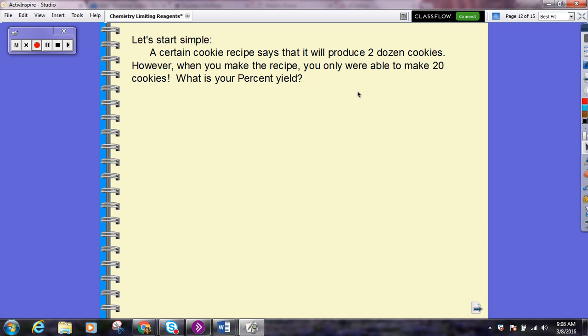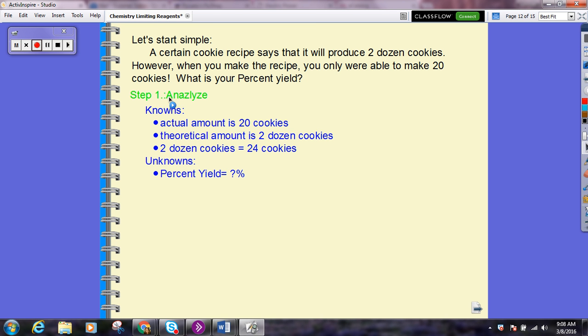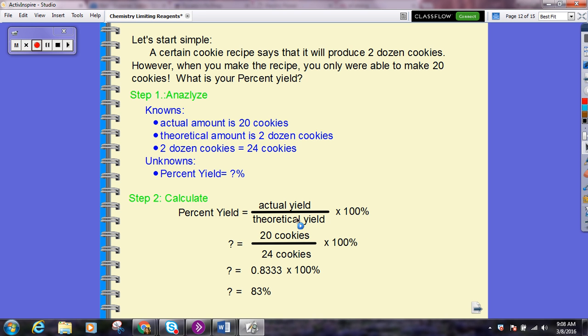What's my percent yield? Well, the first thing we need to do is analyze. What do I know? I know that the actual amount of cookies I got was 20. I was supposed to get 2 dozen cookies, and I know that 2 dozen cookies equals 24 cookies. So what don't I know? The percent yield. So let's calculate. I have this beautiful, beautiful plug and play formula, so that's what we're going to do. I know that my actual yield is 20, my theoretical yield is 24, and then I'm going to multiply that by 100%. 20 divided by 24 is simply 0.8333. Then I multiply that by 100. I'm ending up with 83%.